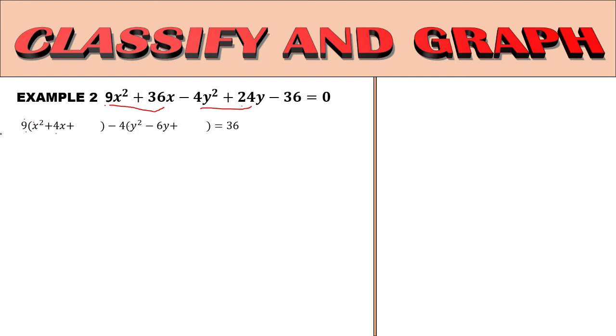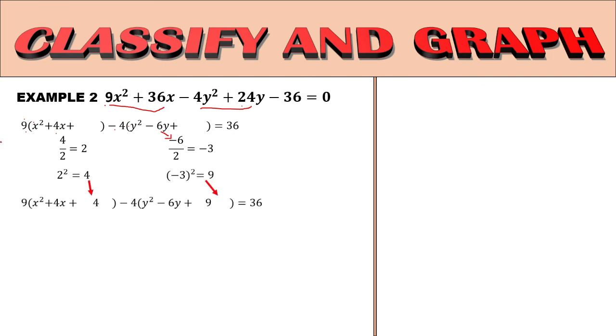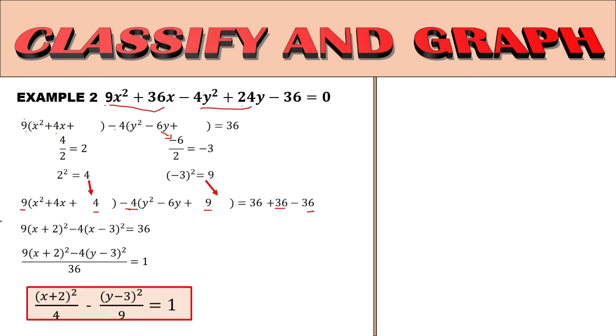24 positive divided by negative 4 is negative 6. And you do the same thing: 4 divided by 2 is 2, and 2 squared is 4. Negative 6 divided by 2 is negative 3, and negative 3 squared is 9. Do the same thing, complete the square. 9 times 4 is 36, and negative 4 times 9 is negative 36. You put it on the other side. And finally, divide by 36. And finally, I have this equation.